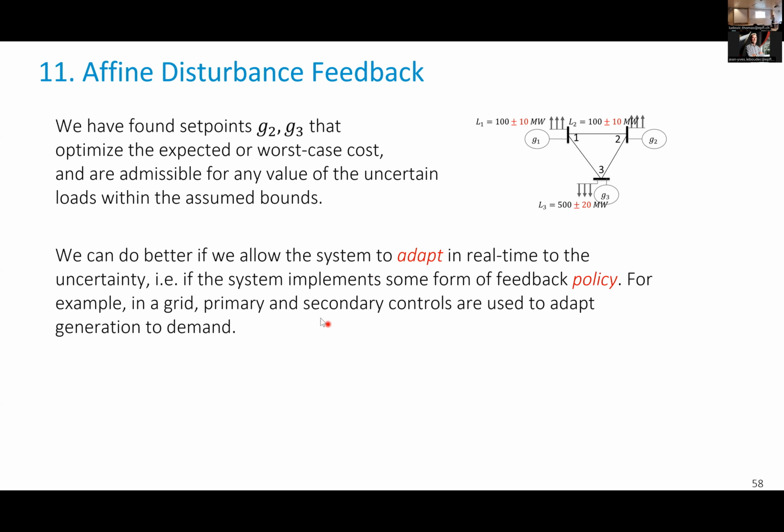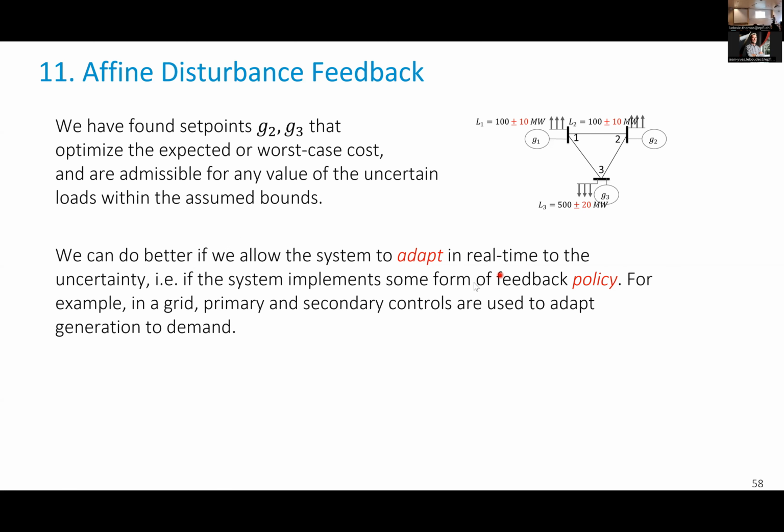As we have discussed, if we set G2, G3 to fixed values, that may be good enough if the uncertainty of the disturbance is not very large, with respect to the thing that absorbs the disturbance, which is the slack bus power here. But if it might be large, it's better to let the system adapt in real time. And what we want to do is compute ahead of time a feedback policy.